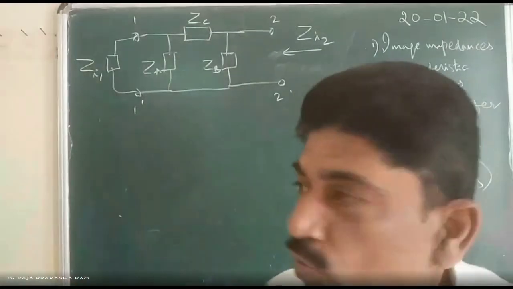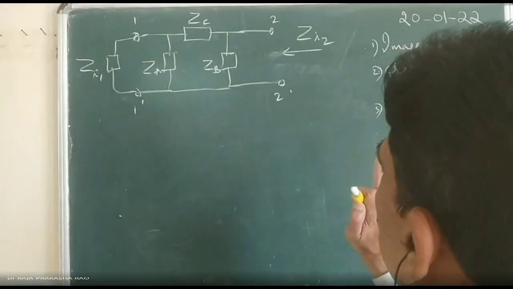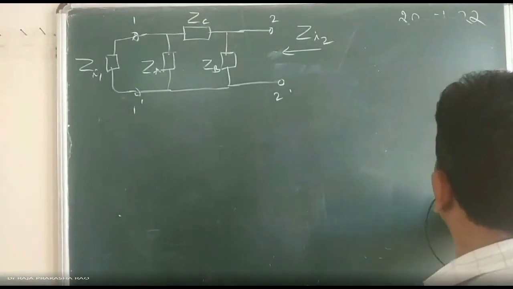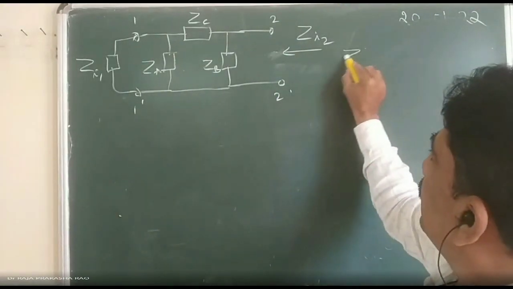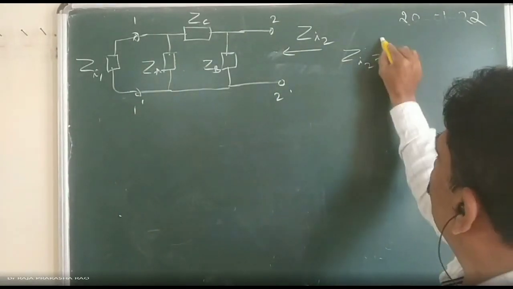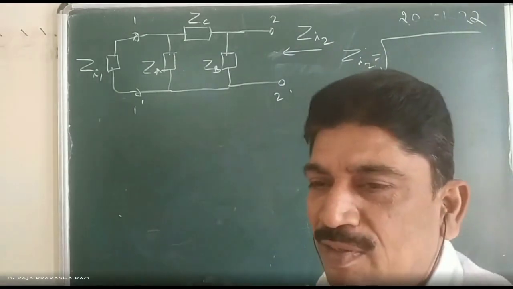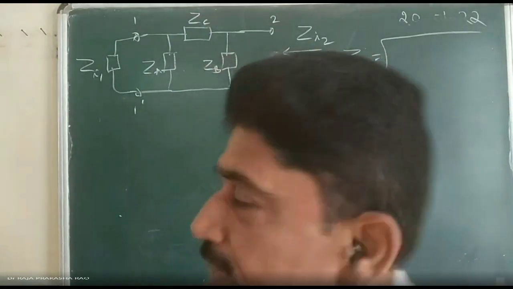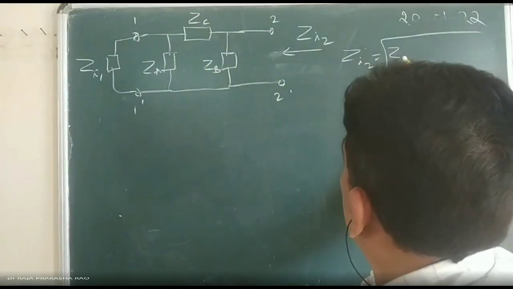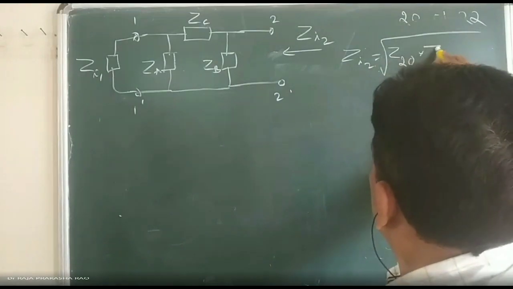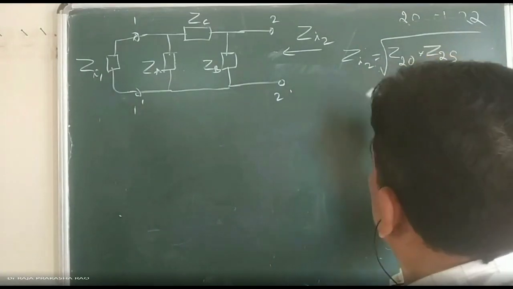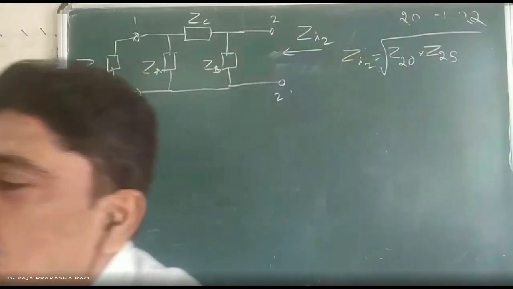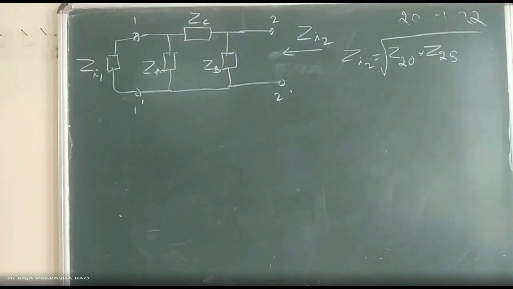Okay. Then how to find out ZI2? For finding ZI2, I'll erase here. We can use this formula, which is equal to under root. Can anyone tell me? ZI2 is equal to? We can use open circuit, short circuit impedances. Since it is ZI2, Z20 into Z2S. We should find out Z20 and Z2S separately, then multiply those two and put them under root to get ZI2. Have you followed now, students?